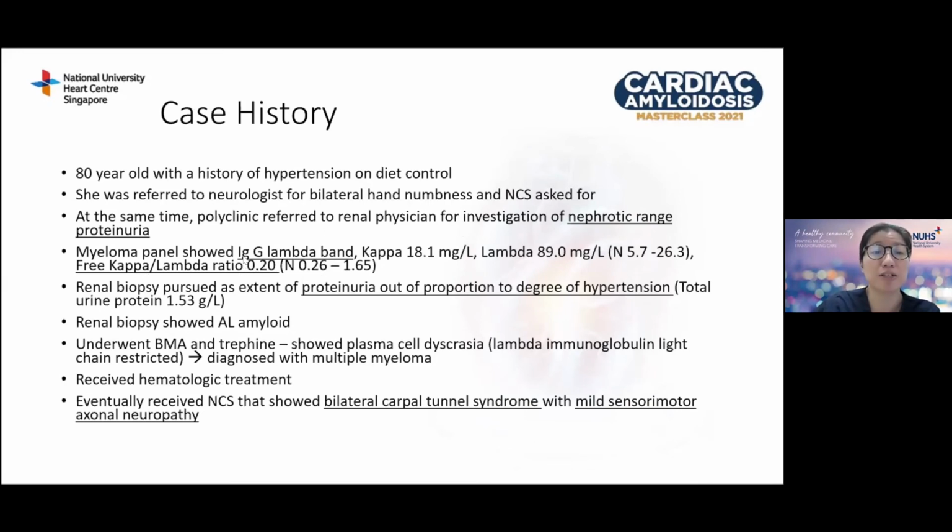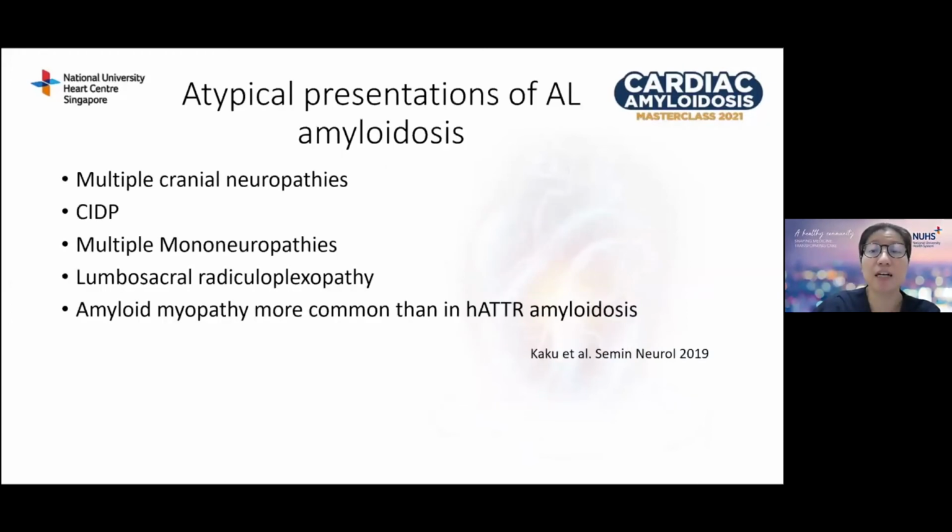Myeloma panel showed that she did have an IgG lambda band, and the free kappa lambda ratio was also low. Renal biopsy was pursued because the renal physician felt that proteinuria was out of proportion to the degree of hypertension. Eventually, nerve conduction study showed a bilateral carpal tunnel syndrome with a mild sensory motor axonal neuropathy, on the background of what she was eventually diagnosed to have, multiple myeloma, with the renal biopsy showing AL amyloid.